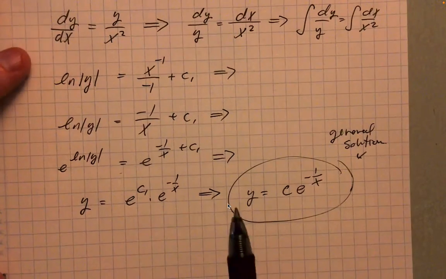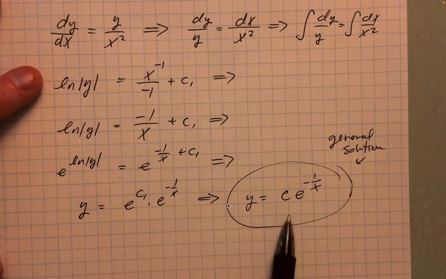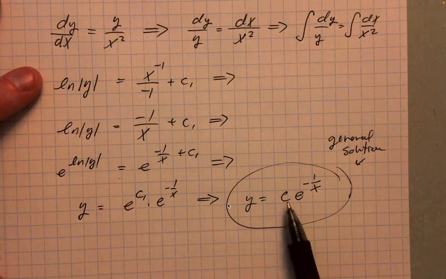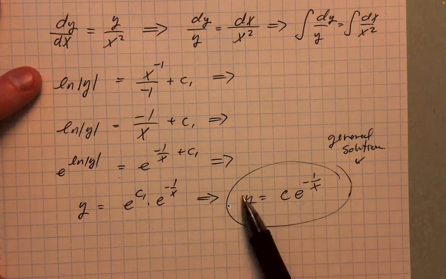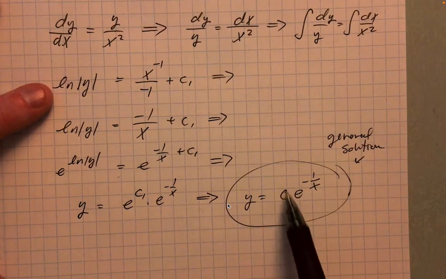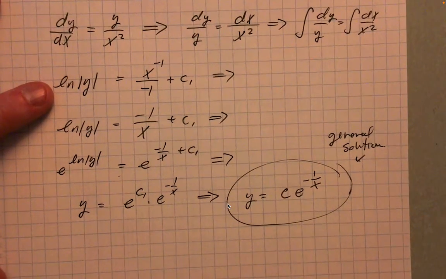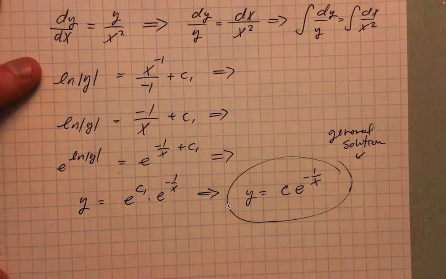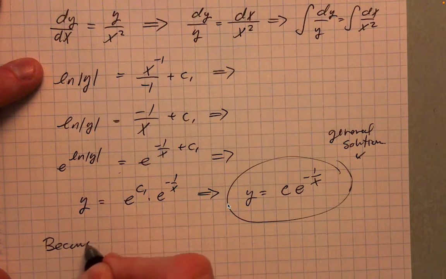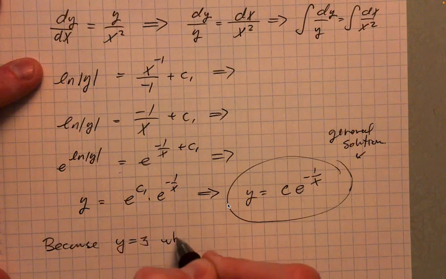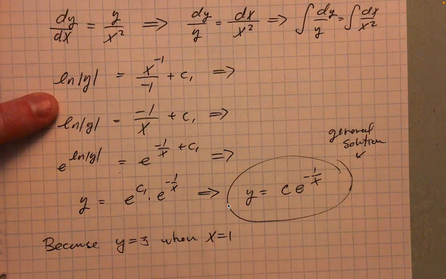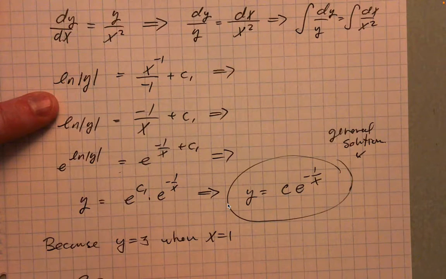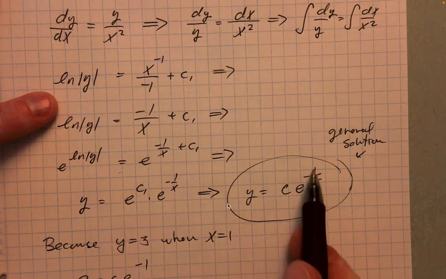Remember, we're looking for the curve that passes through a particular point. Depending on what C is, this is going to pass through lots of different points. It may or may not go through 1, 3, depending on the value of C, so we need to figure out what C is. Because y equals 3 when x equals 1, we can determine C. That would mean that 3 equals C e to the negative first power, so negative 1 over 1.